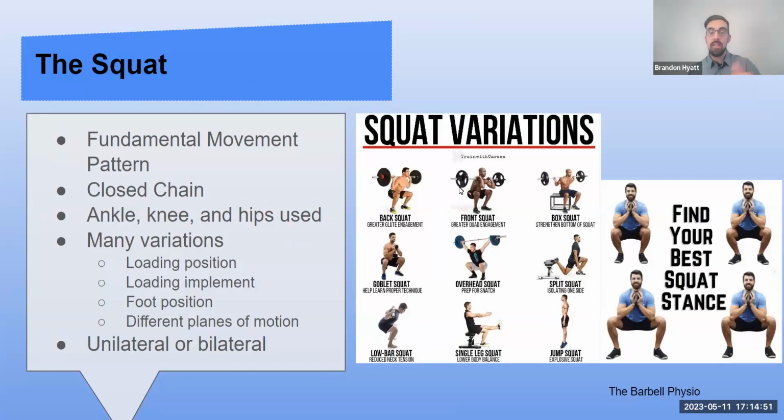Before we get into the research, we're going to break down the squat a little bit so we can really understand what the squat is. So a squat is a fundamental movement pattern. Do you know what fundamental movement patterns are? Well, there's between 4 and 7, sometimes 8 fundamental movement patterns, depending on who you ask.